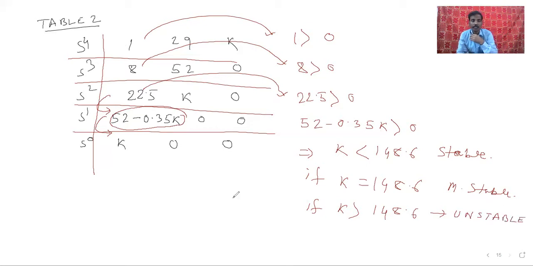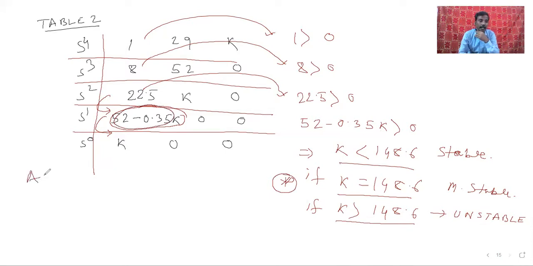So for K less than 148.6, system will be stable. K equals 148.6, system marginally stable. And K greater than 148.6, system unstable. Then for K equals 148.6, this value will be zero.